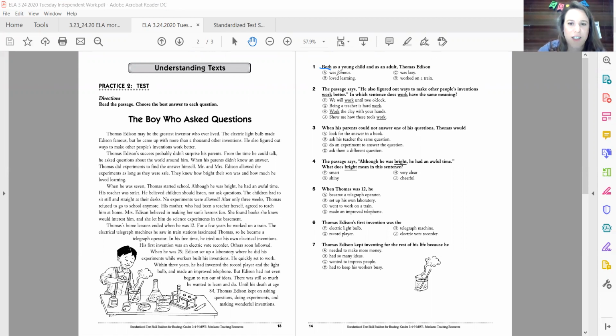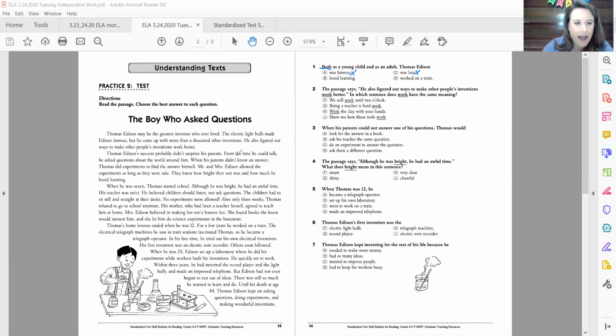Let's read the answers. Was famous, loved learning, was lazy, worked on a train. Well, by reading this, I knew right off the bat that this one is a no. So he was not lazy because he loved to do experiments. So I know he was famous, but I don't know if he was famous as a young child because I had to find as a child and adult. Loved learning, I remember that one, and worked on a train. I remember he worked on a train, but I don't know if it was both when he was young and an adult. So I'm going to say that B and D could be likely, but let me go back and look.